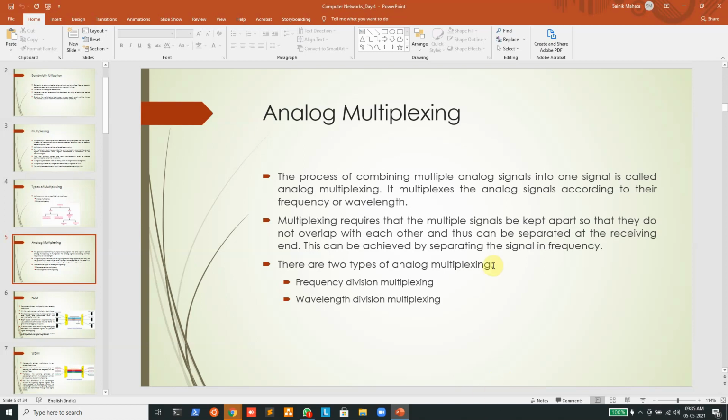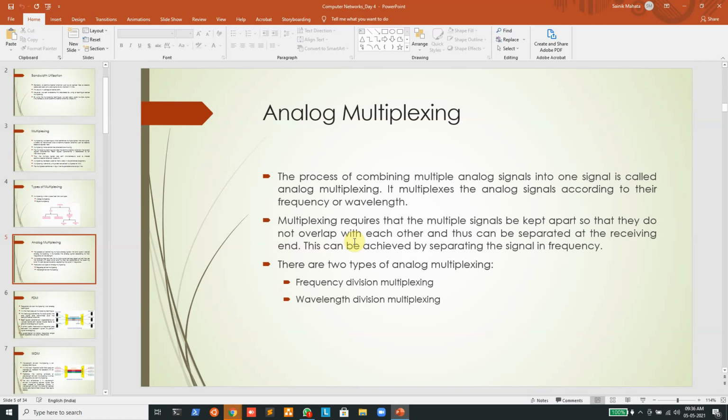Now, multiplexing requires that multiple signals can be kept apart, right? So that they do not overlap with each other. And how do we do this? We do this using something called a guard band. Okay, if you remember, whenever we were studying synchronous communication, we had gaps between the packets.